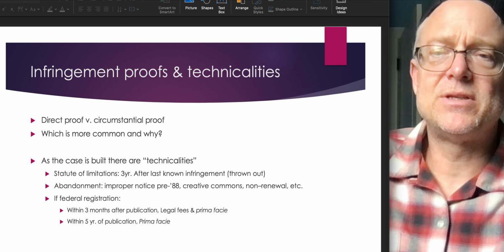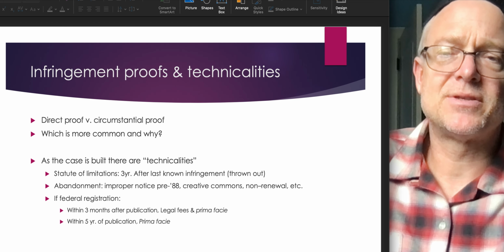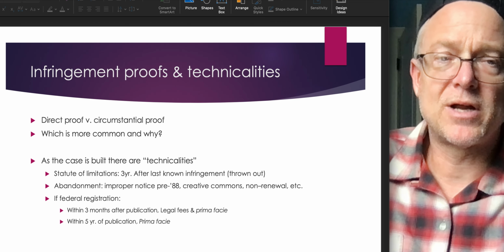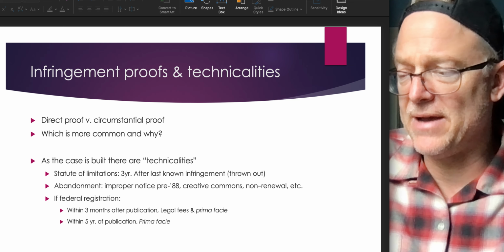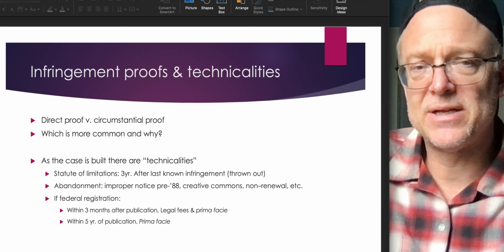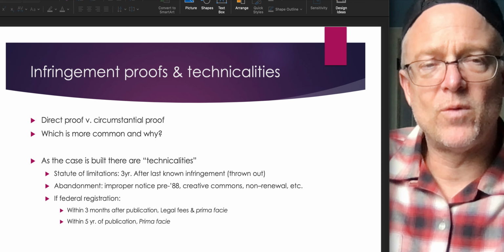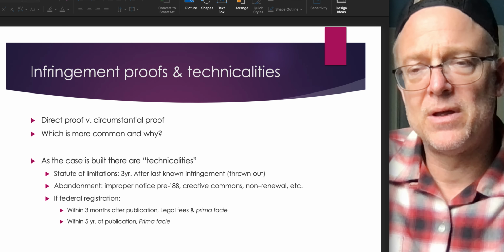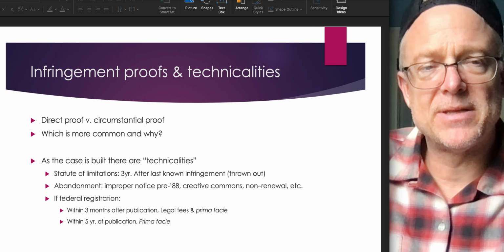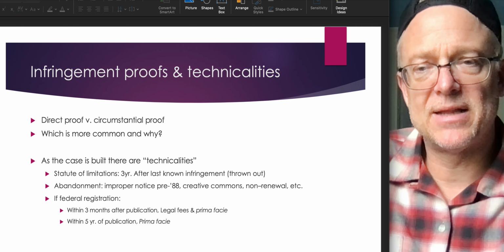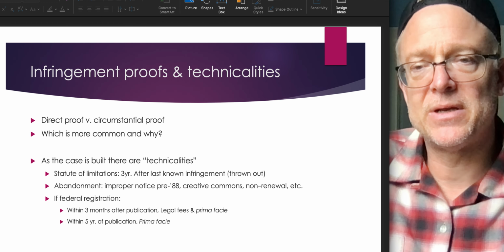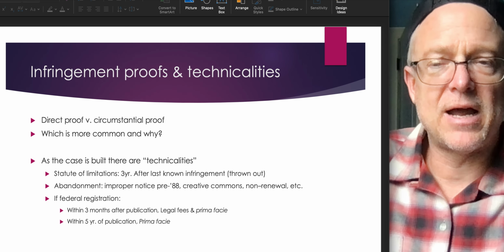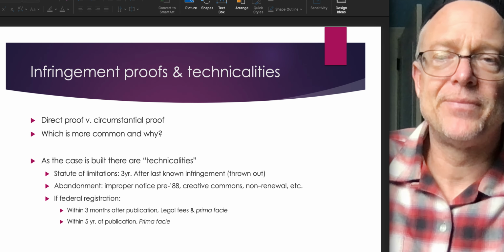Infringement proof. So we talked about direct proof versus circumstantial proof. Do you remember which is more common? Is it more common to have a smoking gun or to have to tell and reconstruct the story of what happened? Use the comment section to take your shot at that. We talked about that in the last presentation, but which one do you think is more common, direct or circumstantial, and why?